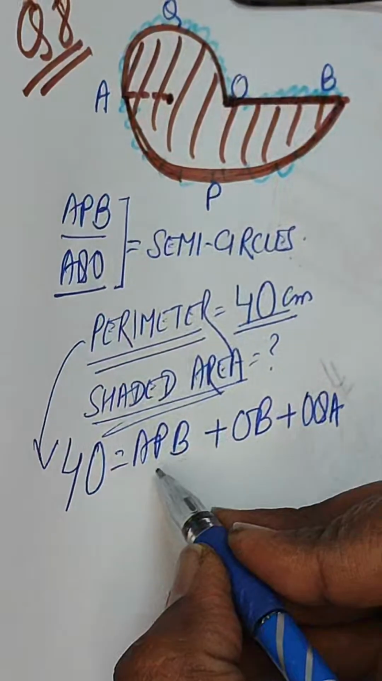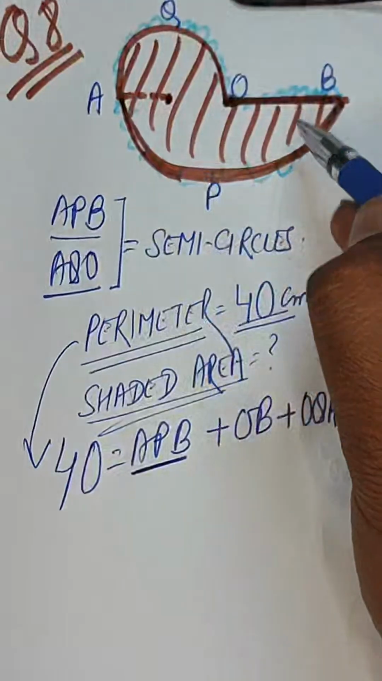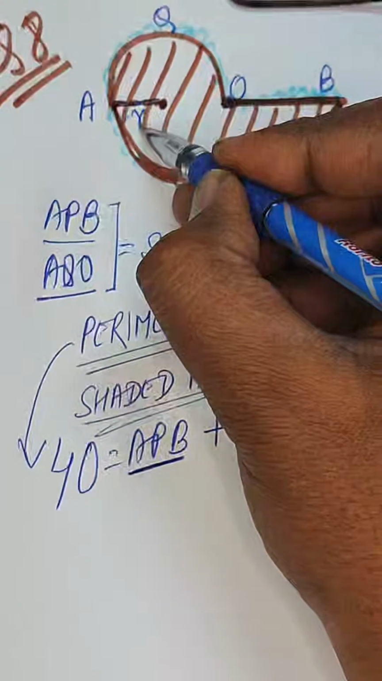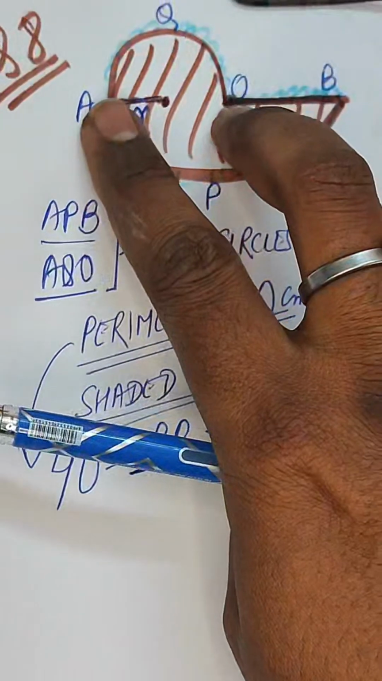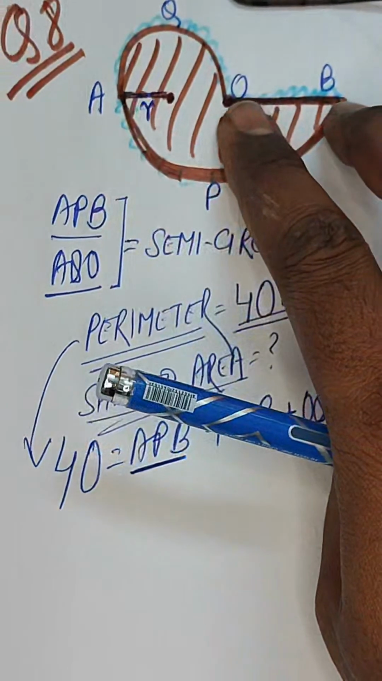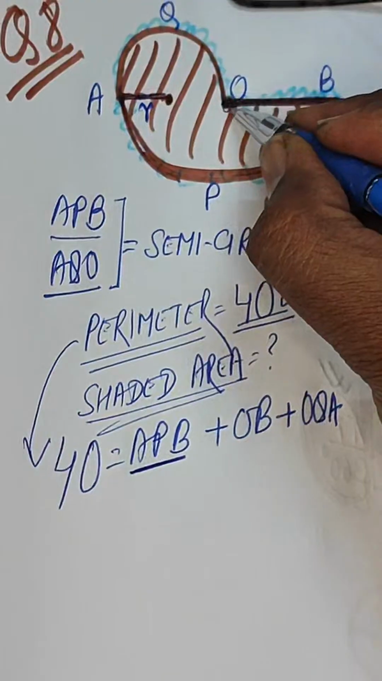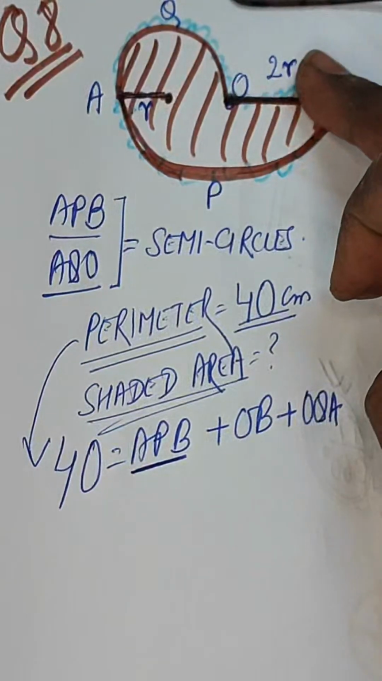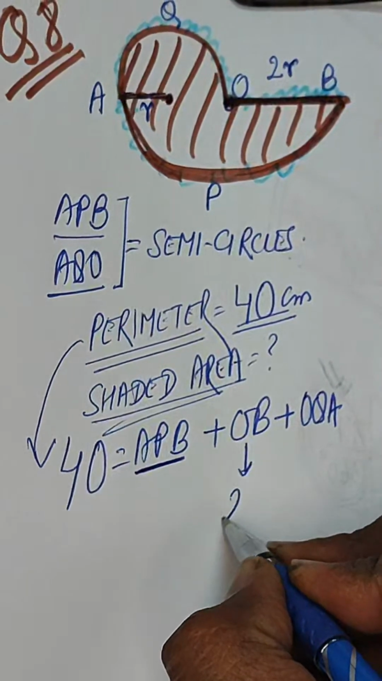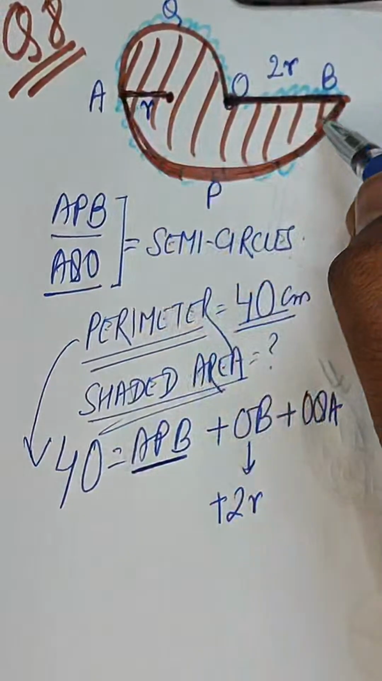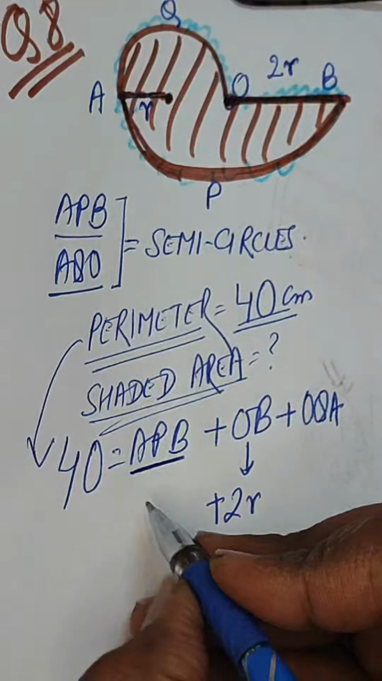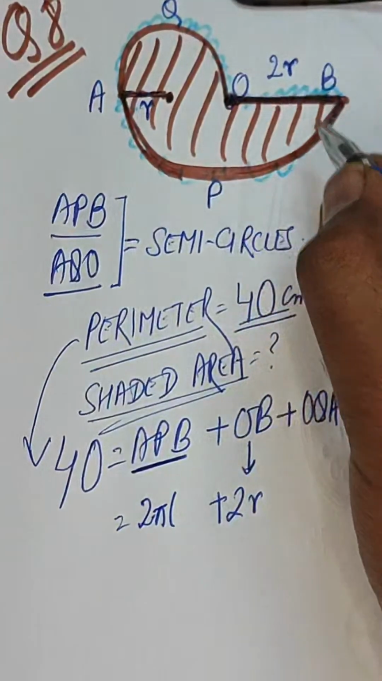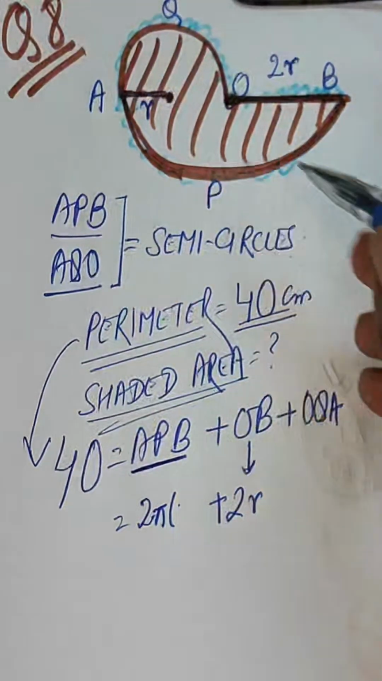Now my dear friends, tell me, APB. Let us say the radius of the smaller circle is r. So from the figure you can see AO will be equal to 2r, and then OB will also be equal to 2r because this will be the center. Instead of OB write 2r, right? APB is the circumference of the semicircle. I am calculating for the bigger one, APB, right? Mind it, the radius is 2r.